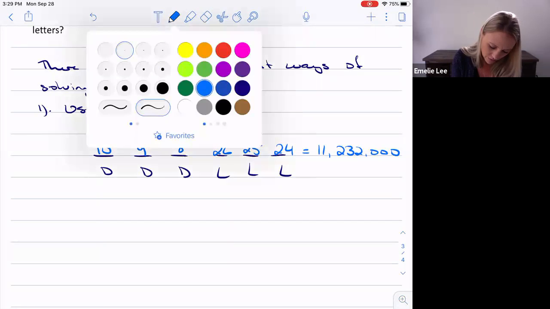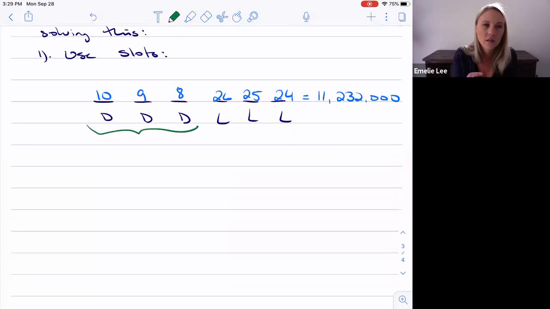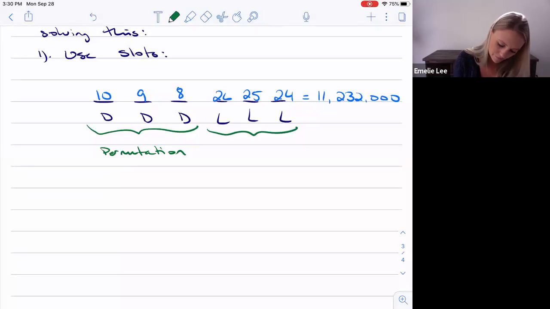This, though, right, now I've got this permutation, where I don't have any repetition, so it's either a permutation or a combination, but now the order matters, right? So this is a permutation, and this is a permutation.